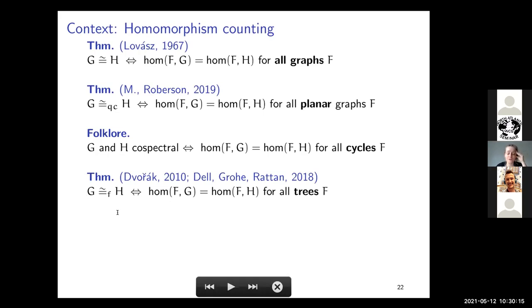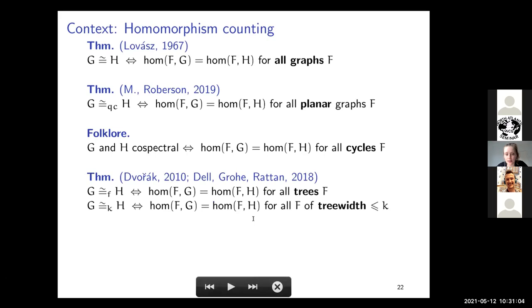Then there is this other notion of fractional isomorphism. Think of it as a linear relaxation of graph isomorphism. Instead of requiring a permutation matrix that conjugates the adjacency matrix of one graph to another, you ask that there's a doubly stochastic matrix, something that lies in the convex hull of permutation matrices, that commutes one graph to give you the other. So you need that S times the adjacency matrix of G is equal to the adjacency matrix of H times S, where S is doubly stochastic. And it turns out that you get this relation by counting homomorphisms from trees.